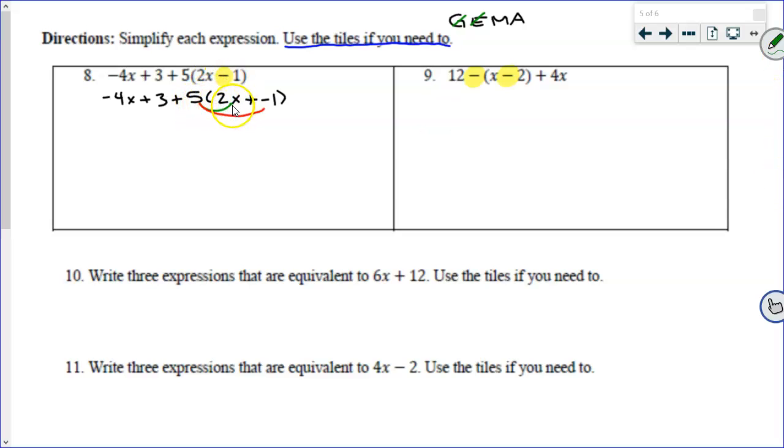5 groups of 2x. Taking the time to really show all of the steps. 5 groups of 2x and 5 groups of negative 1. Now, all I did was figure out how many are there across those 5 groups, but don't forget all of this other stuff, bring it all down. Negative 4x plus 3 plus 5 groups of 2x plus 5 groups of negative 1. Now, what is 5 groups of 2x? Luke, what is 5 groups of 2x?